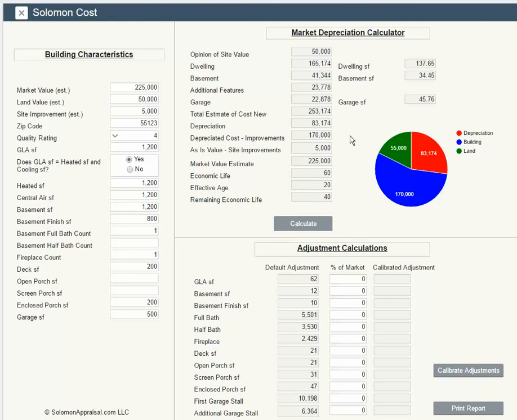This is a key concept. You could say that the market value is 225, or you could say the market value is land plus site improvements plus 67% of replacement cost. Two ways of saying the same thing.